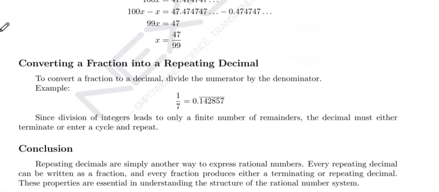Now we begin the division. As long as the remainder is not 0, we must keep going. But there are only a limited number of possible remainders. This means that if we continue long enough, we will eventually see a remainder that has already appeared. Once the same remainder appears again, the entire process repeats from that point.